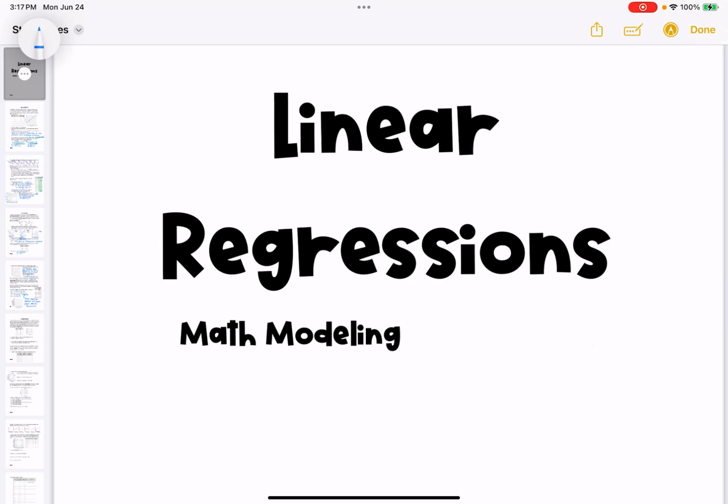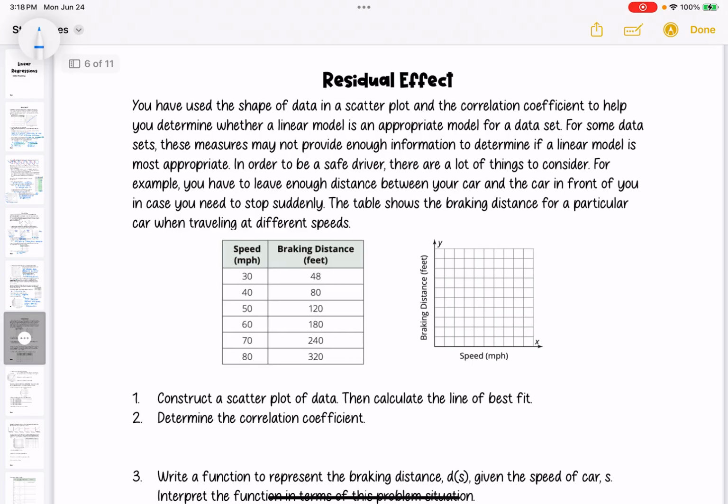All right, today is our third video on linear regressions, and we're going to be looking at pages 9 through 12, and we are going to be talking about residual effect. You may have used the shape of data in a scatter plot or the correlation coefficient to help you determine whether a linear model is an appropriate model for the data set.